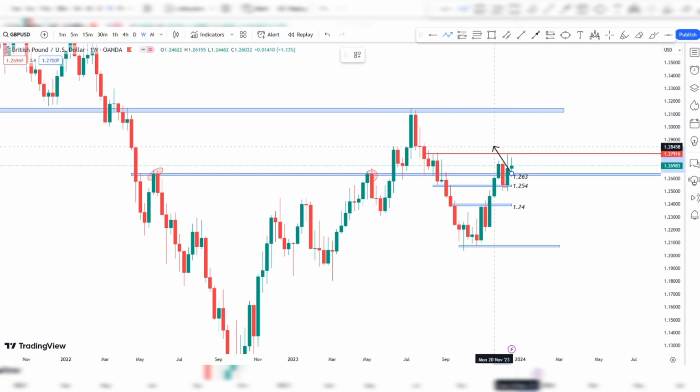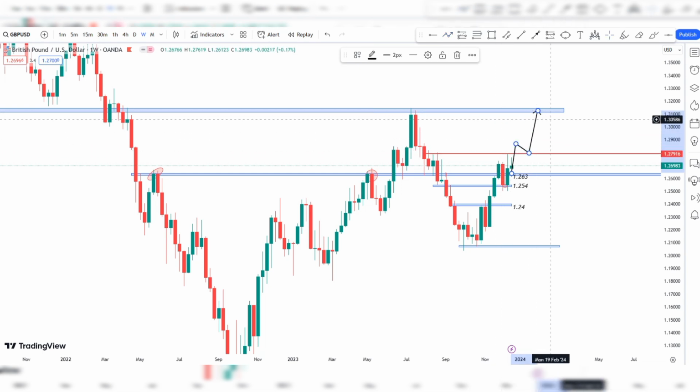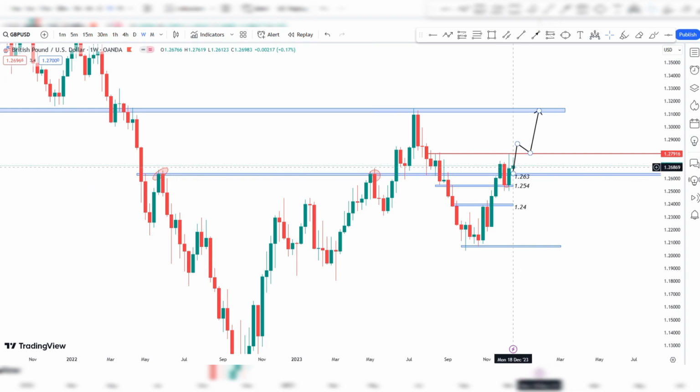So if price breaks this 1.28 area, then I expect price to get all the way here, facing another resistance level. But for the time being, this is where we are. We can see that price has ranged within that area for the last few weeks.